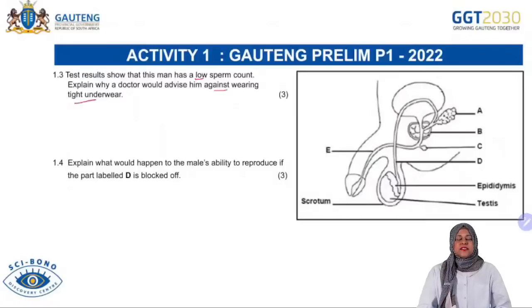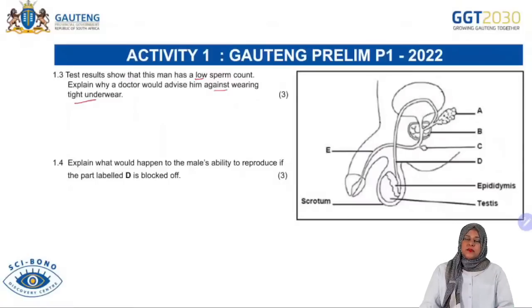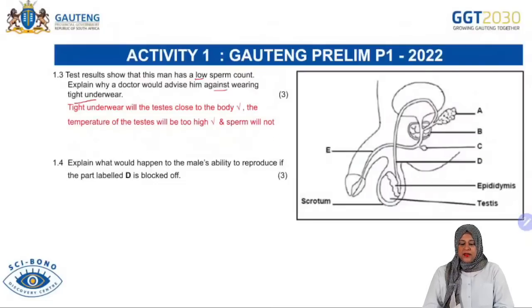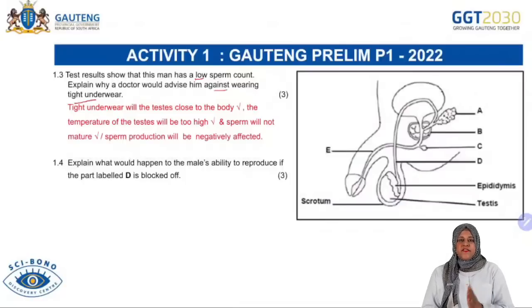Now, remember, firstly, that the scrotum, the testes are outside the body, and that is because of temperature. The body temperature is too hot and sperm cells are too sensitive. So there must be a reason against wearing tight underwear, because tight underwear will bring the testes too close to the body, and that will cause the temperature of the testes to go up, and it will be too high, and sperm will not mature. The production will be negatively affected.